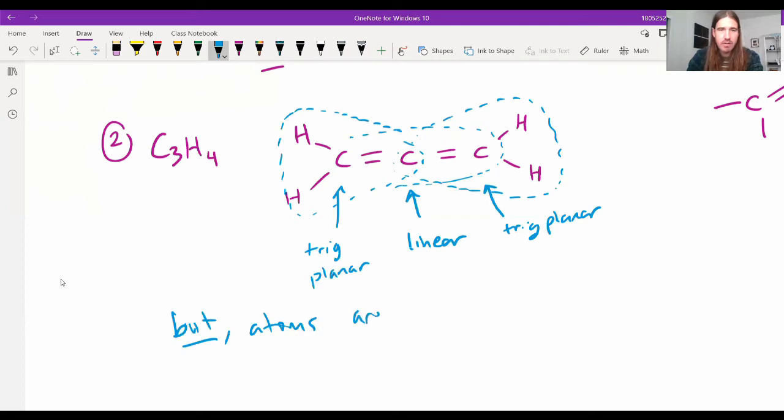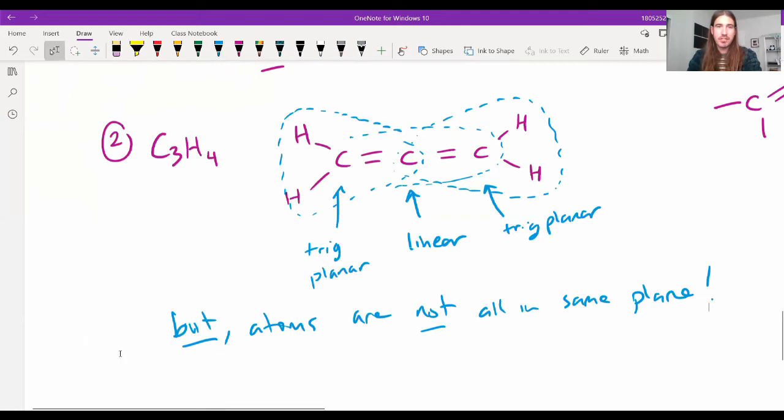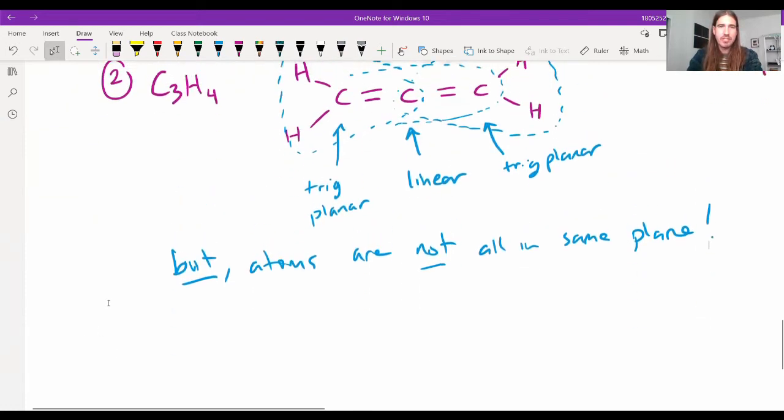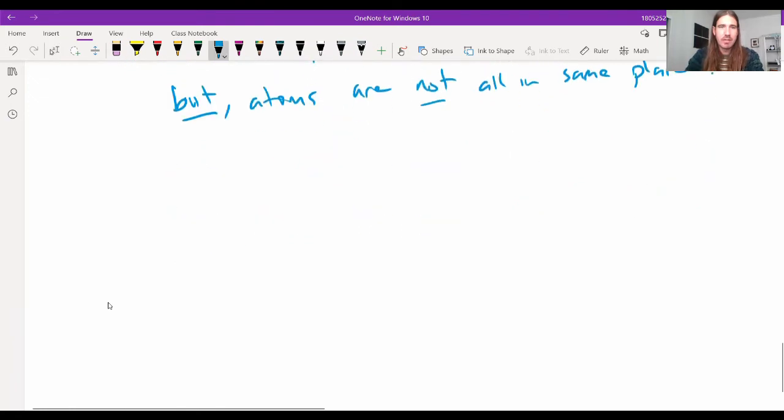Atoms are not all in the same plane. Okay, so how do we know? This is where it gets into the orbital picture of the bonds, and where we actually need to break down the hybridization and how the bonds are being formed, specifically the pi bonds.